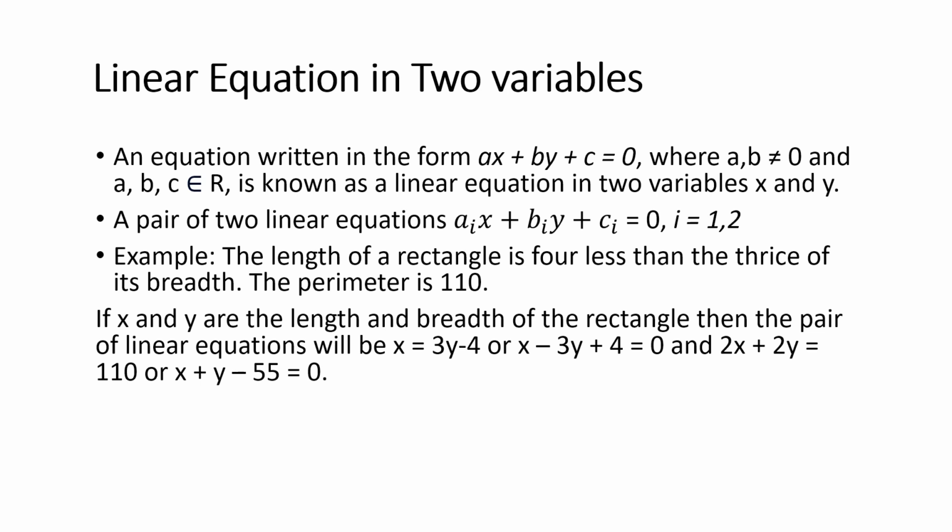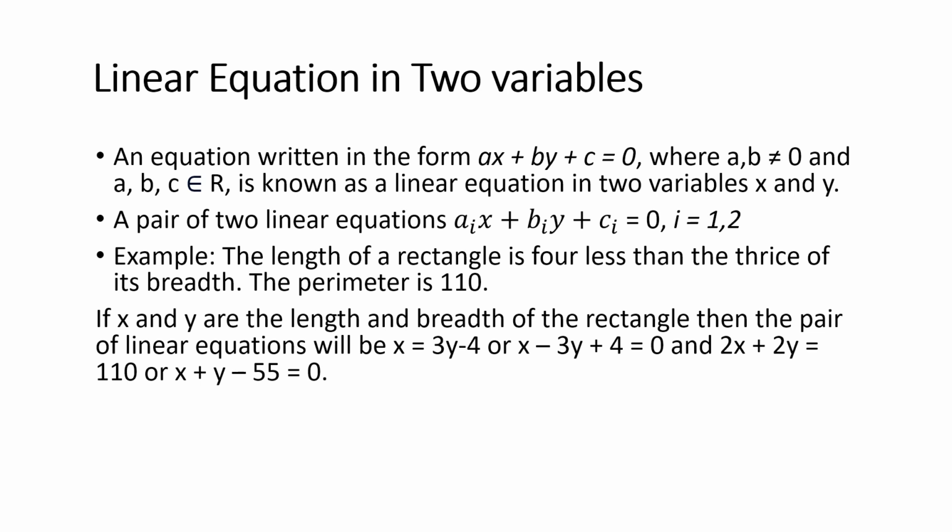An equation written in the form ax + by + c = 0, where a and b are not equal to 0 and a, b, c are real numbers, is known as a linear equation in two variables x and y. It is linear because the power of x and y is 1. A pair of linear equations aix + biy + ci = 0, i = 1, 2, means a pair of two linear equations a1x + b1y + c1 = 0 and a2x + b2y + c2 = 0.